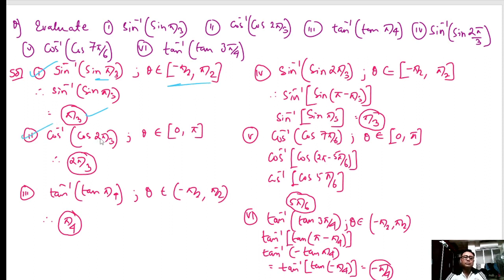Cos inverse cos 2 pi by 3 should come to 2 pi by 3. Is it lying between 0 to pi? Yes. Tan inverse tan pi by 4 will come pi by 4.